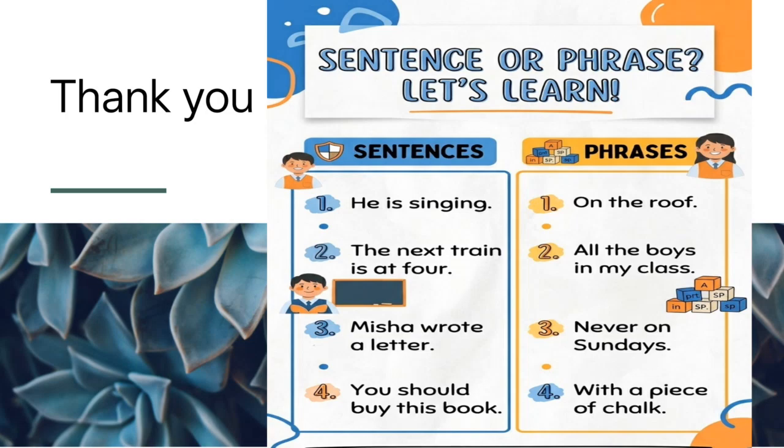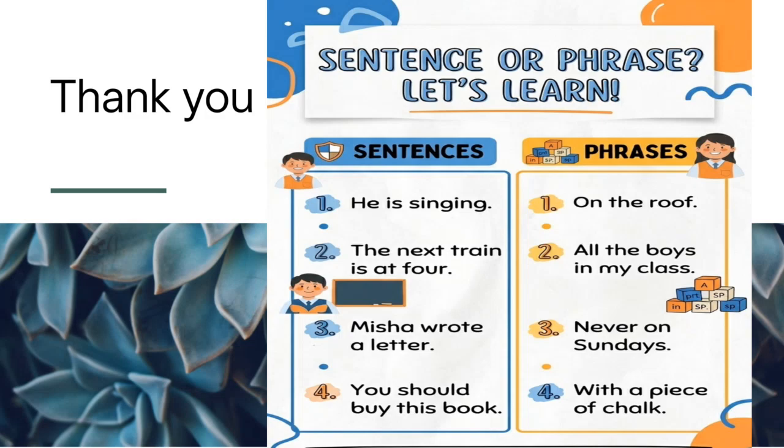But all the boys in my class. This is a phrase. Why? All the boys in my class are what? It needs some more words to complete the proper meaning. Like, all the boys in my class are intelligent, are smart, are naughty, are doing their homework or are doing their project, whatever it may be. But these need more words to complete the sentence. That's why here all the boys in my class is a phrase.